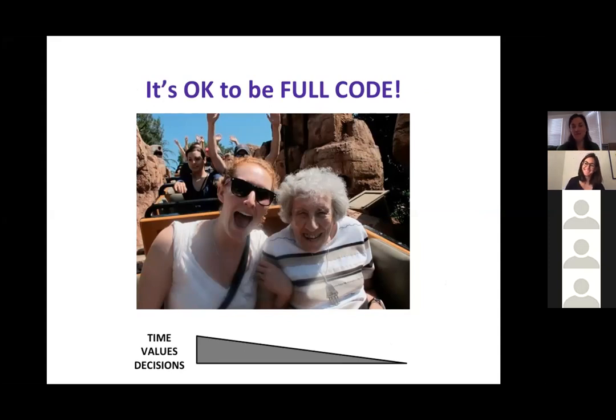This is a friend of mine from medical school who allowed me to use this photo of her and her grandmother, who was in her late 90s, on roller coasters with her, and then actually died a few years ago of a stroke. Yeah, I just really love that picture and story.